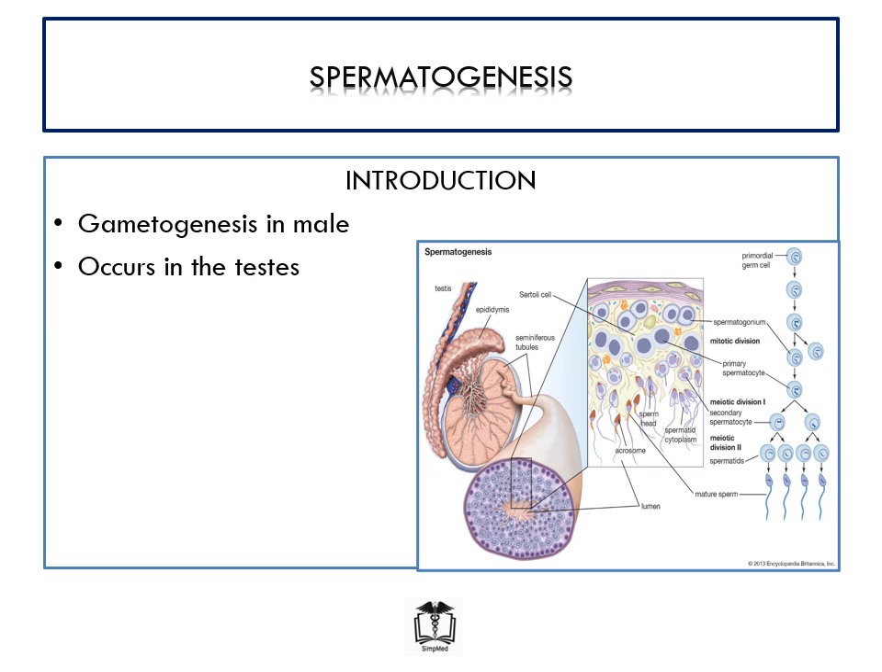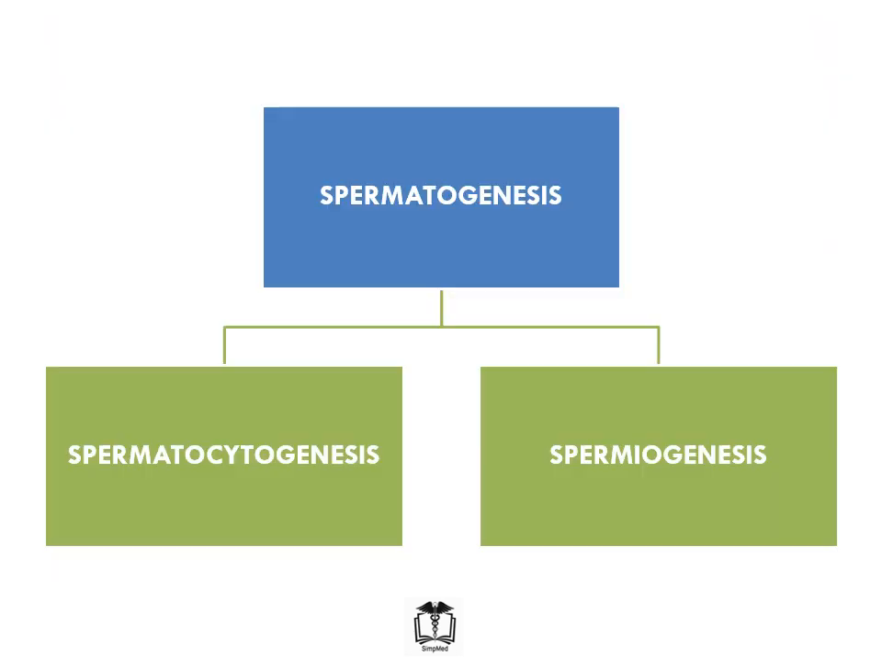Spermatogenesis is the form of gametogenesis occurring in males. It occurs in the testes. It would be preceded first of all by meiosis, but after meiosis, the gametes that are formed, or the haploid cells that are formed, will now further undergo maturation. So let's talk about spermatogenesis. Spermatogenesis is further divided into spermatocytogenesis and spermiogenesis. We'll talk about each of them in the next slide.